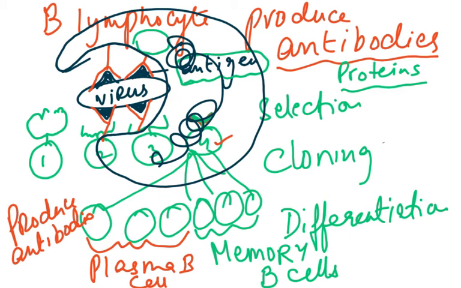Now, antibodies are specific. So this antibody which sticks to this virus is not going to stick to any other virus, because that other virus is going to have a separate antigen on its surface. So different antigens, different antibodies, and that is what lymphocytes do: they produce antibodies.